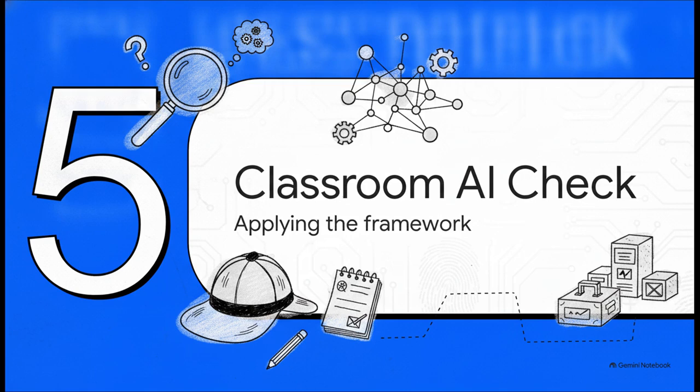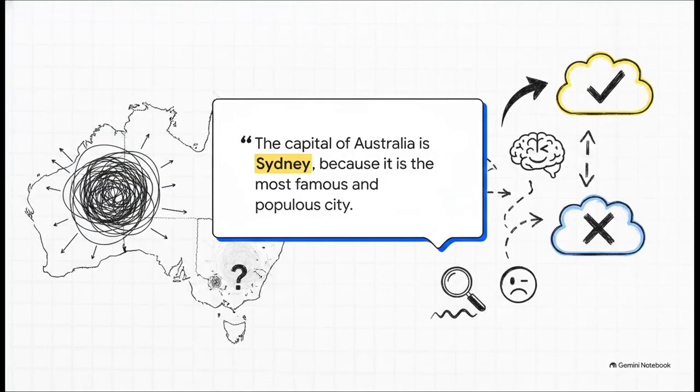Section 5. Classroom AI Check. Applying the framework. All right, let's look at a worked example and see how this plays out in a typical 7th grade classroom scenario. We're going to put our detective hats on and use the NIST toolkit. Imagine your class is studying geography, and you ask an AI for the capital of Australia. It generates this answer. The capital of Australia is Sydney because it is the most famous and populous city. Now, because statistical AI learns through patterns, it noticed that Sydney and Australia appear together online way more often than any other city. It deduced a trend.